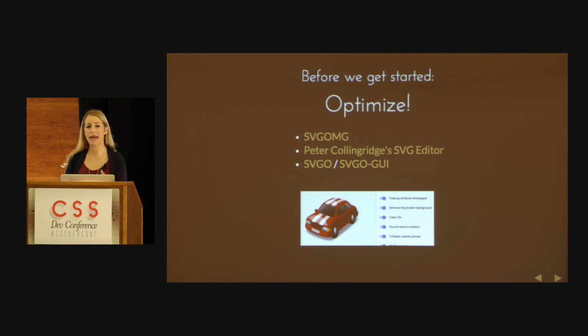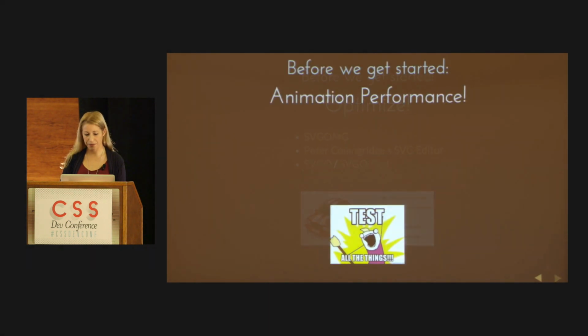So you should be paying attention to those optimization settings and trying it a couple times and seeing what each one does. I also like Peter Collingridge's SVG editor. It's super old school. The nice thing about it is it actually has an editor too, so you can click the edit panel and play with it as well. SVGO and SVGO GUI are terminal-based. They're what SVGOMG is made out of, but if you want to run it as a terminal-based thing and also have a GUI, there's GitHub repos for that.